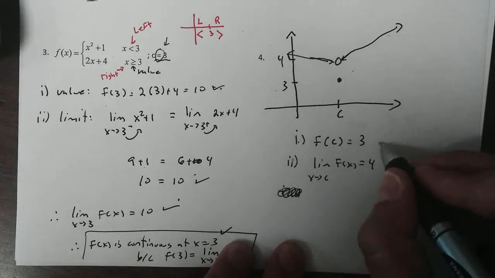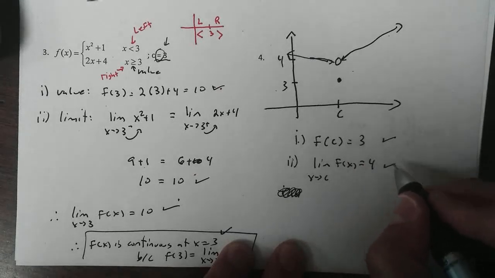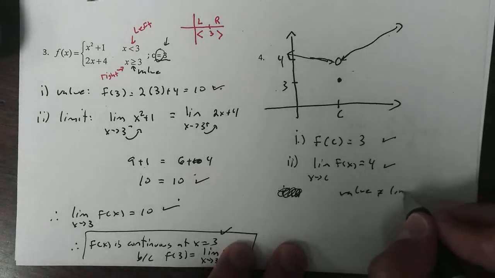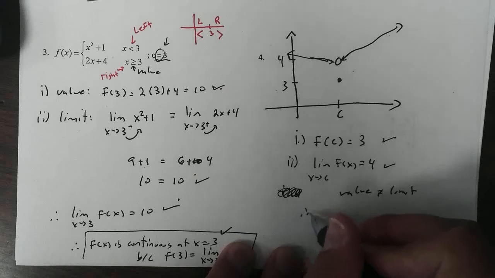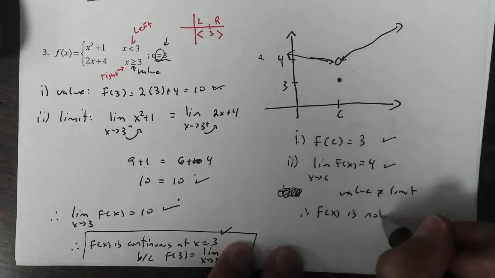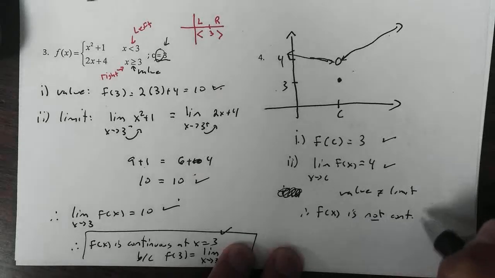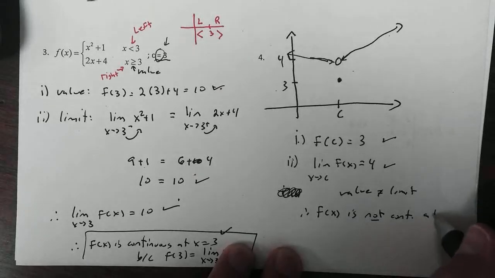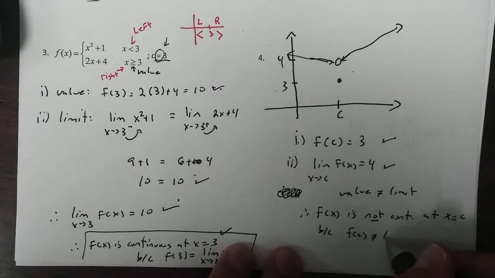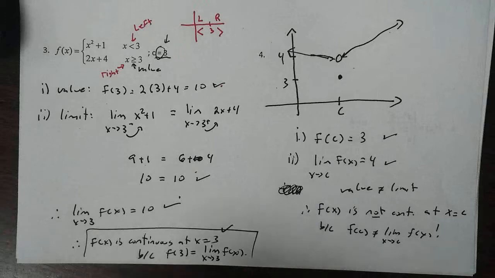Take a look here. It has a value, check. It has a limit, check. But notice, the value does not equal the limit. So we can say, therefore, no, this is not continuous. f of x is not continuous at x equals c, and that is because the value does not equal the limit as x approaches c of our function. And there's our answer right there.